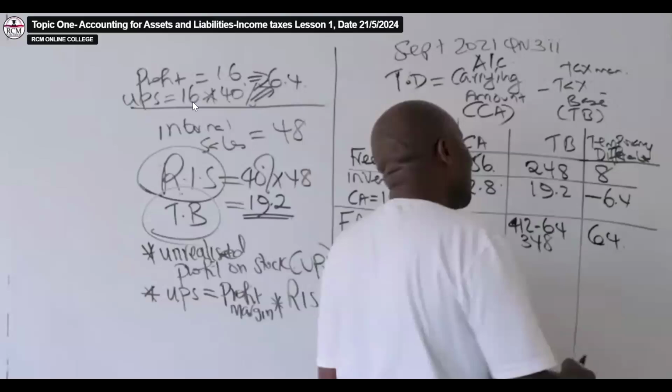Because remember the definition of temporary difference. We are looking at all those expenses that are incurred today, or incomes that are earned today, but will not be taxed in this financial year. They shall be taxed another time, like next year. The most important thing is that we've been told that 64 is unrealized, and any unrealized gain will not be taxed in the current year. So please remove it from the 412 and take it to the temporary difference.